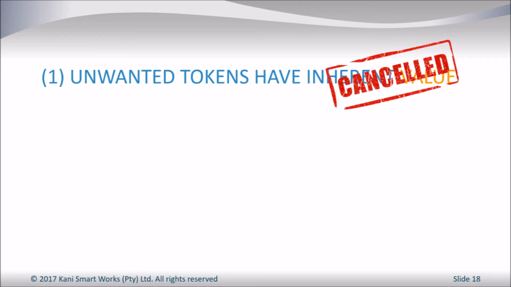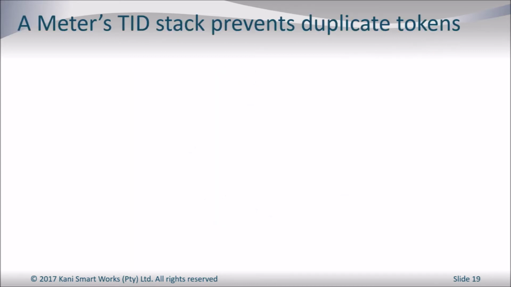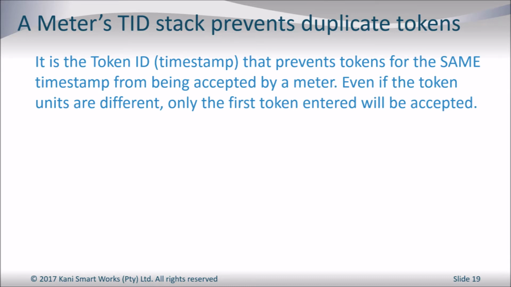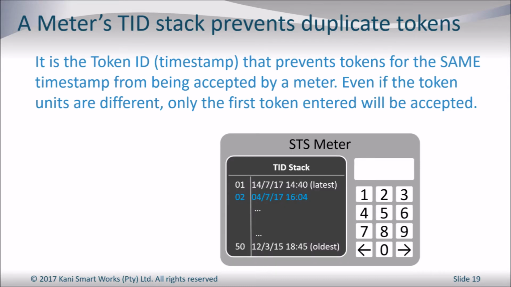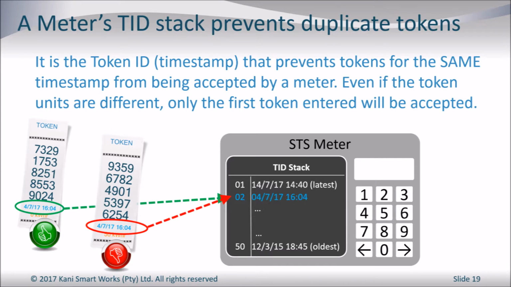Can unwanted tokens really be cancelled? What kind of proof would we require to ensure that an unwanted token can't be fraudulently used in future? Allow me to digress for a minute. A meter's TID stack prevents duplicate tokens. It's the token ID, or the timestamp within a token, that prevents tokens for the same timestamp from being accepted by a meter. Even if the token units are different, only the first token entered will be accepted by the meter. This leads us to the NULL Token invention.